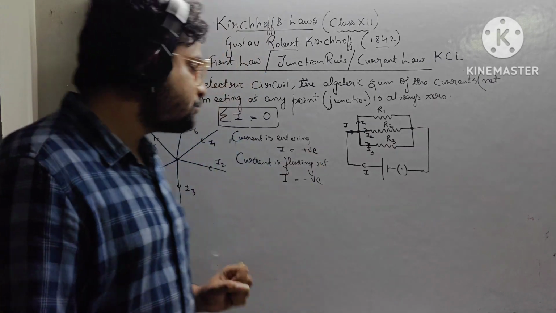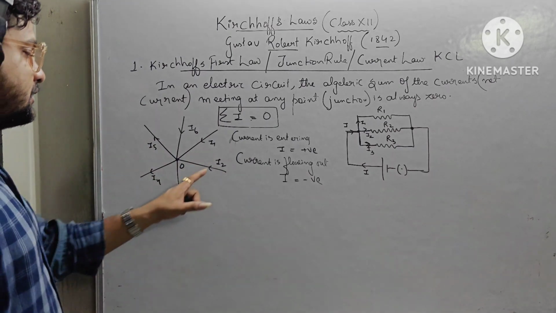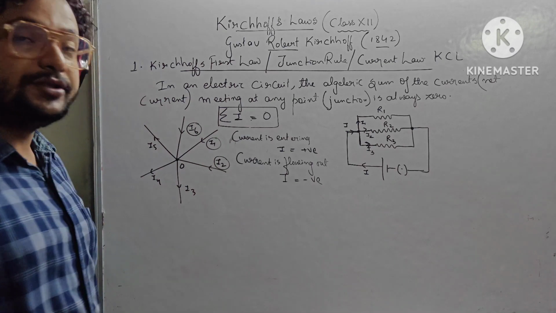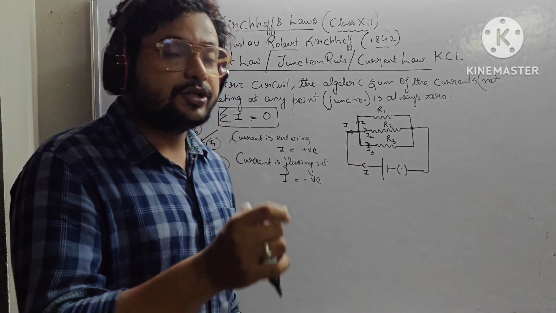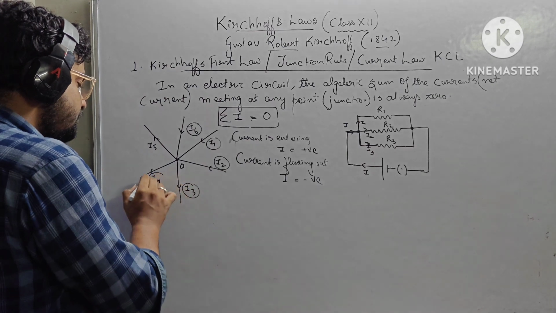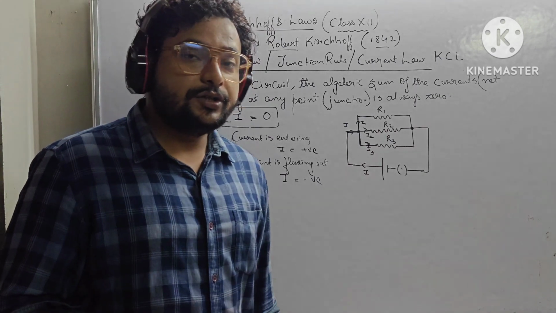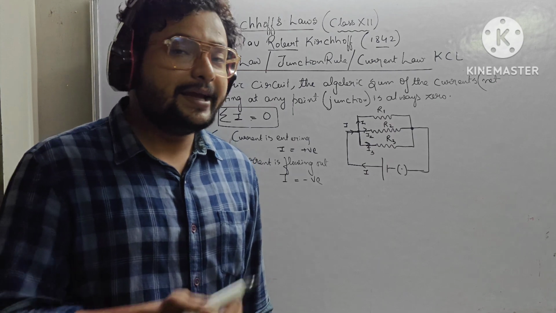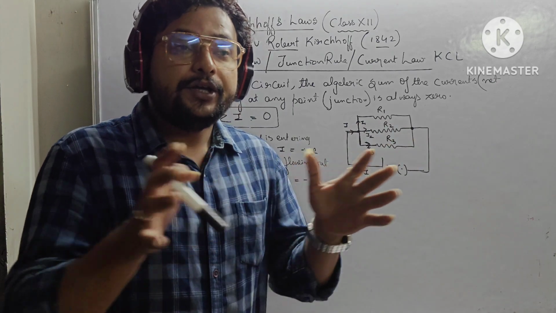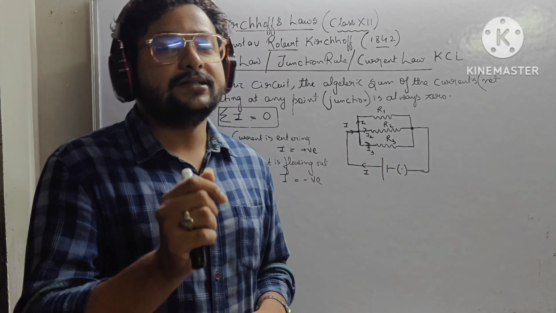Now, suppose this junction is O. You see I1, I2 and I6, these three currents are flowing into the junction, so we will take them with positive sign. I3, I4 and I5, these three currents are coming out of the junction, so we are going to take them with negative sign. And then if we do the algebraic sum, that algebraic sum must give us 0.